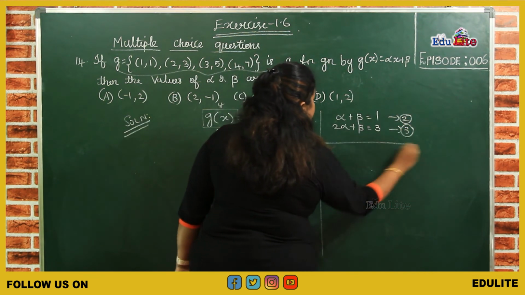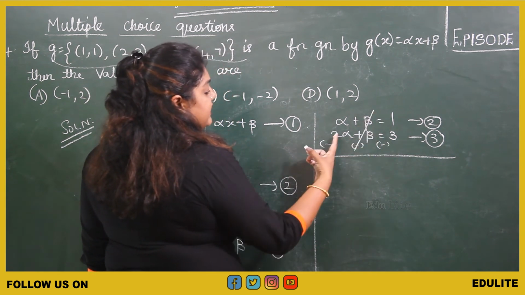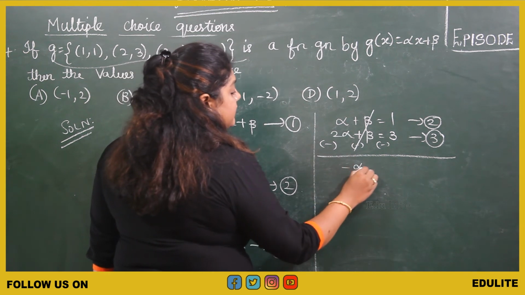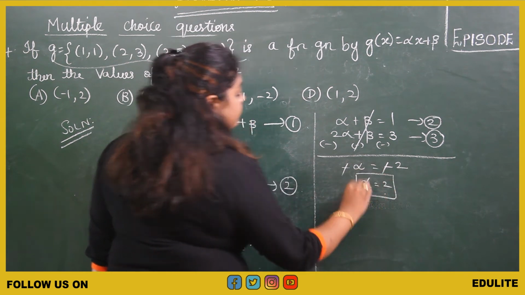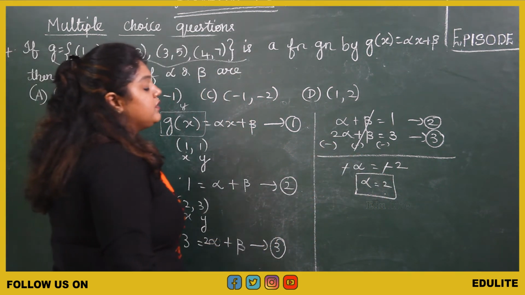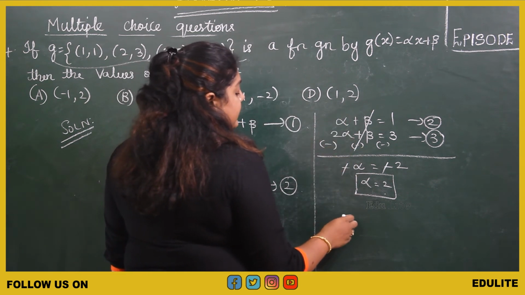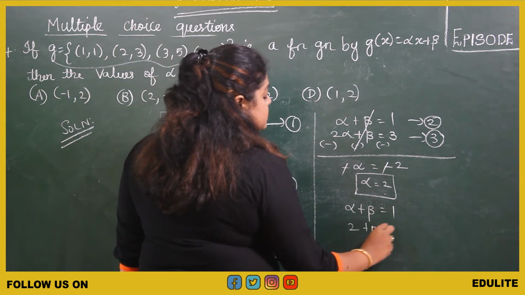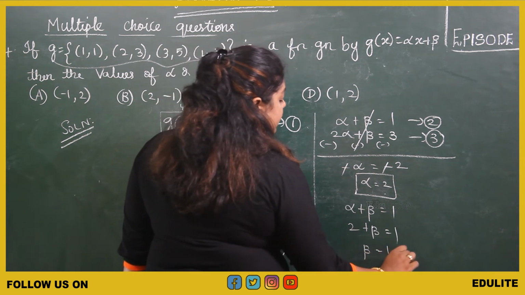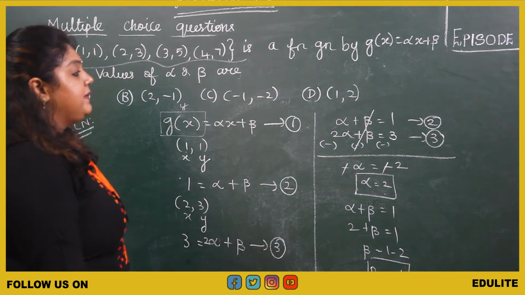Solving this using linear equations, we will change the signs. Plus beta minus beta will get cancelled. Minus 2 alpha plus alpha will become minus alpha, which equals minus 2. So alpha equals 2. Next, substitute the value of alpha as 2 in any one of the equations. We will substitute in the second equation, alpha plus beta equals 1. The value of alpha is 2, so 2 plus beta equals 1. Beta equals 1 minus 2. Beta equals minus 1. So the alpha value is 2 and the beta value is minus 1. So option B is the right answer.